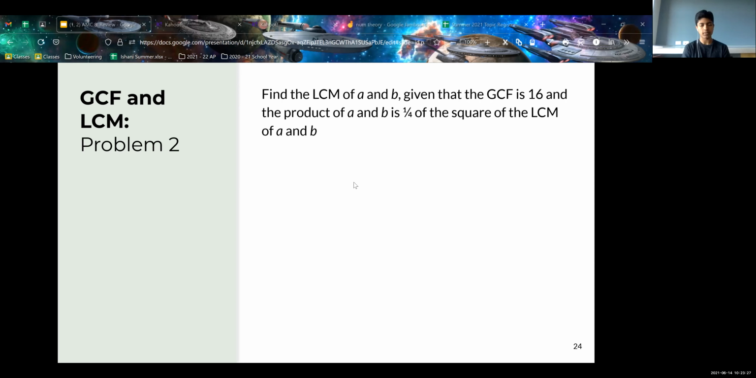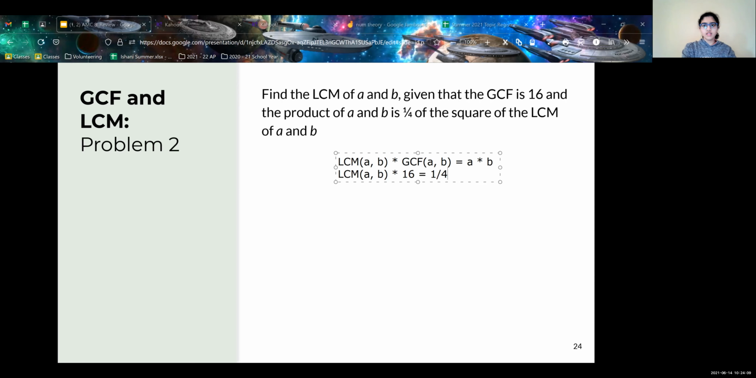If you don't understand that, she can write it out and explain if just saying it doesn't really make sense. Right. Okay, so LCM of A and B times GCF of A and B is equal to A times B. So that means that the product of A and B is LCM of A and B times 16, which is 1/4 of the LCM of A, B.